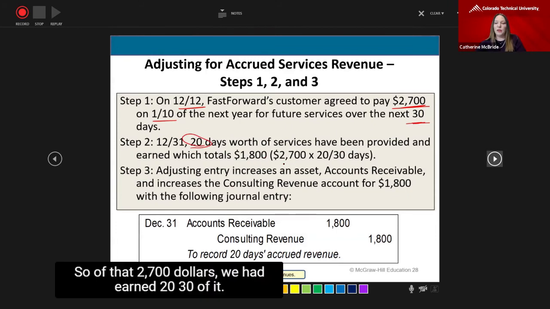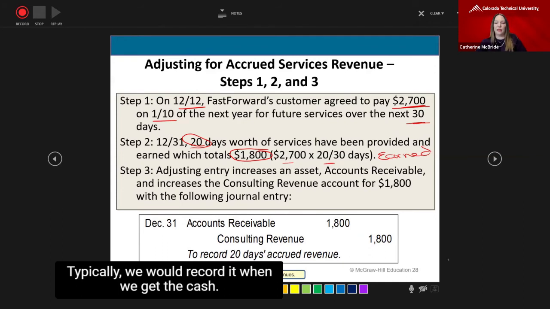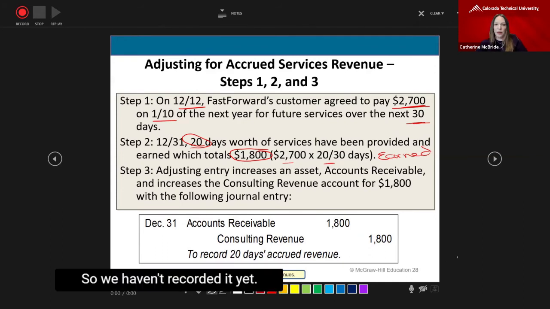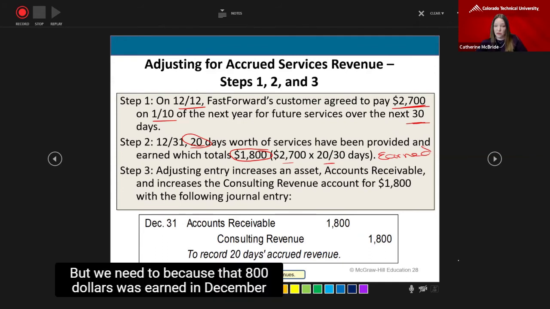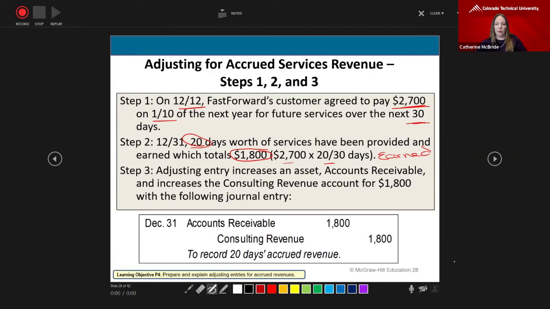So of that $2,700, we had earned 20/30ths of it. We had earned $1,800. But we haven't recorded it yet. Typically, we would record it when we get the cash. But we need to, because that $1,800 was earned in December and needs to be recorded in December.